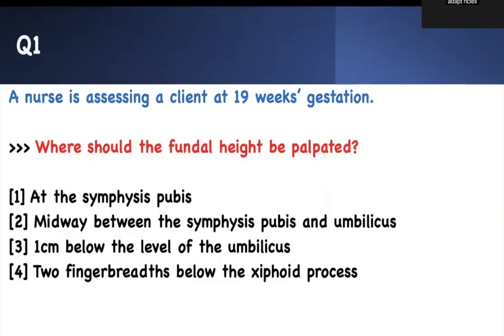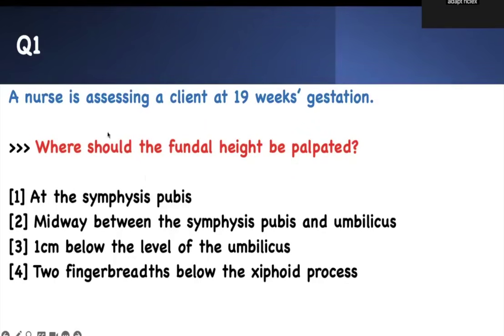Where should the fundal height be palpated? A nurse is assessing a client at 19 weeks gestation. Where should you palpate when you're doing an assessment? At the symphysis pubis, midway between the symphysis pubis and the umbilicus, 1 centimeter below the level of the umbilicus, or 2 finger breadths below the xiphoid process?